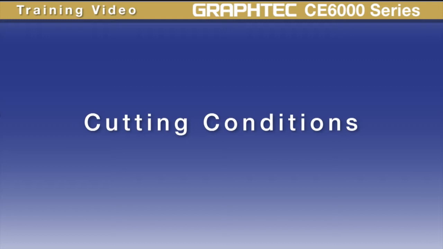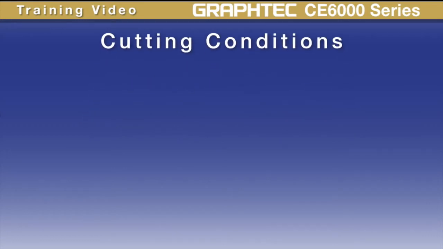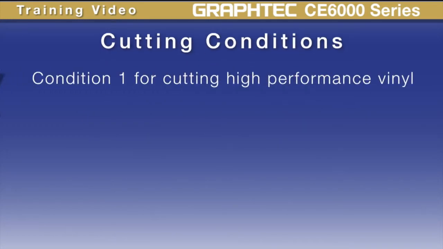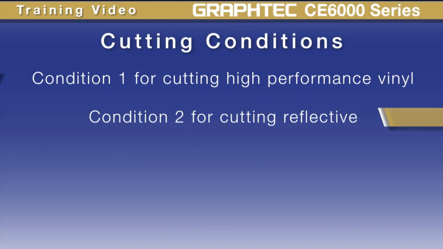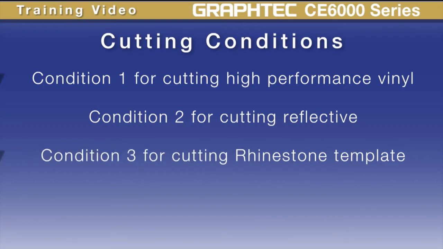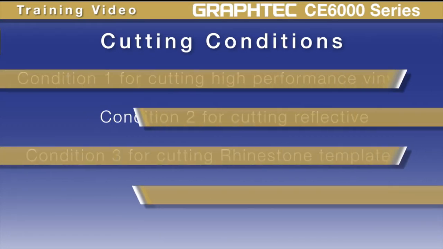In this lesson, we'll learn about the cutting conditions. Cutting conditions are like cutting presets that can be used to set the plotter to the perfect condition for cutting specific types of material. For instance, condition 1 may be set up for cutting high-performance vinyl with normal cut settings. Condition 2 may be set up for cutting reflective vinyl, which may need a higher force. Condition 3 may be set up to cut rhinestone pattern material that may need a slower speed, and so forth.